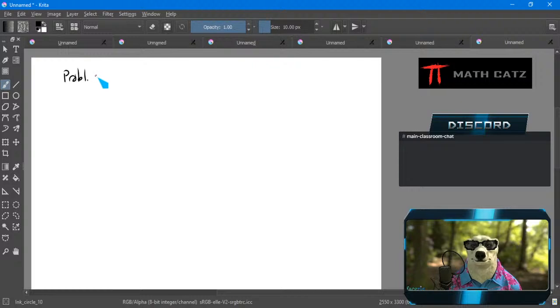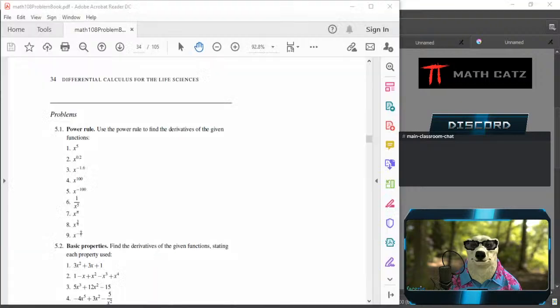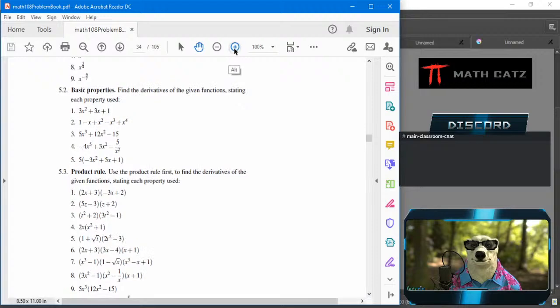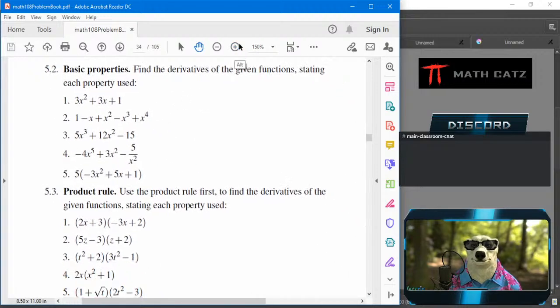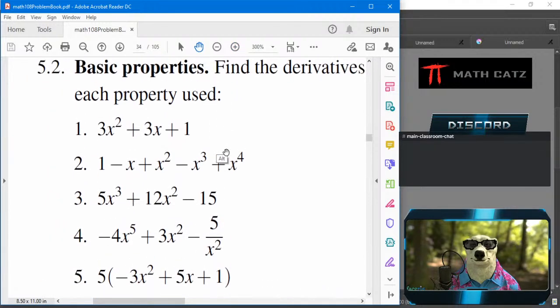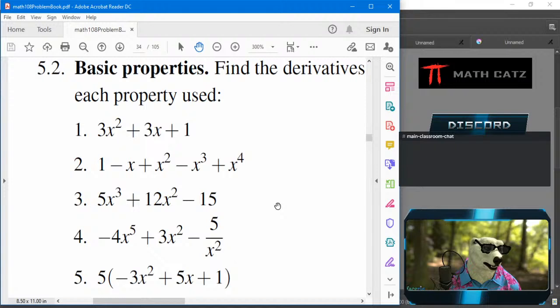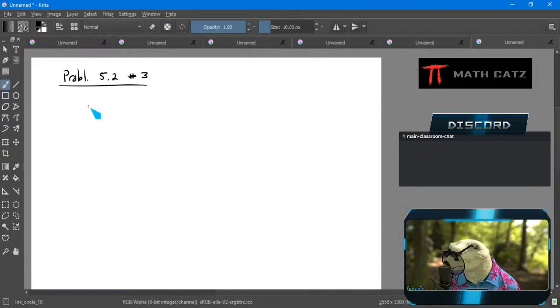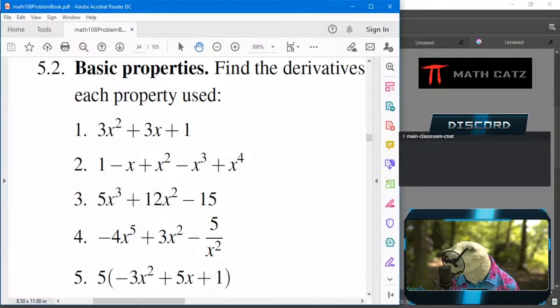For example, I could look at number 5.2, sure, let's go with 3. Now, in the beginning, we are going to make a big deal about how we use the properties because it's important. But as we get used to it, we'll slowly write a little bit less and a little bit less. But in the beginning, I strongly encourage you to write out everything.